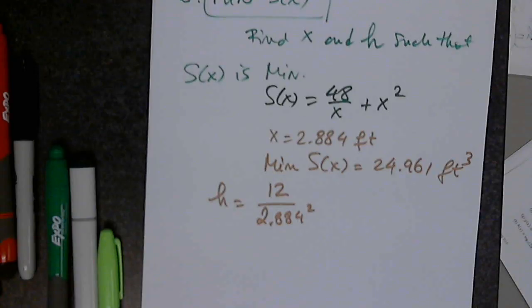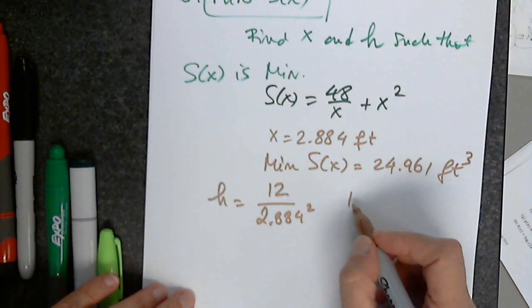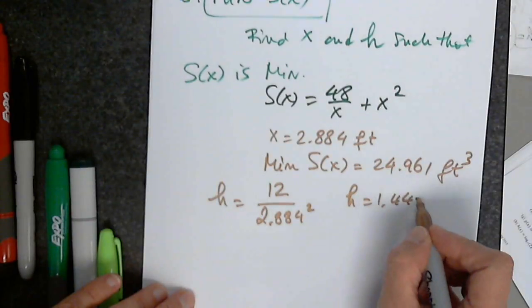So I go back to my calculator. I get out of that window. And I have 12 divided by 2.884 squared. And I got that the height of this box has to be 1.44 feet. So h equals 1.44 feet.